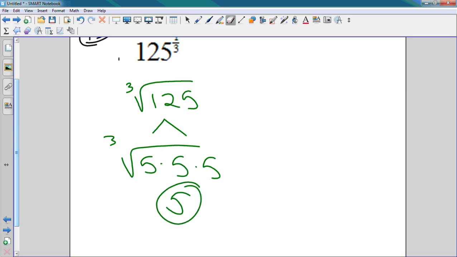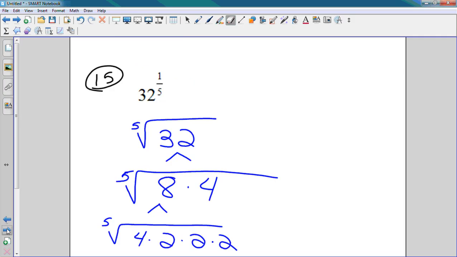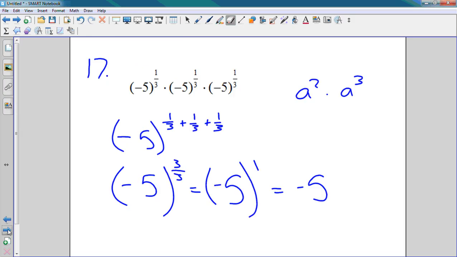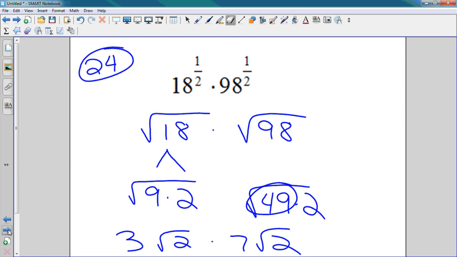Now I need you guys to see something quick before the bell rings. Okay, that one you should be able to do. This one. All the bases are the same, so just add the exponents. 1/3 plus 1/3 plus 1/3 gives me 1, which is just -5. So number 17 is -5. Good try.